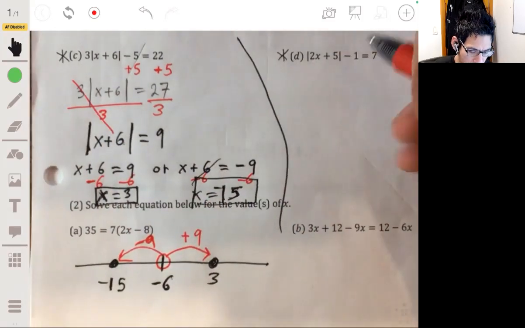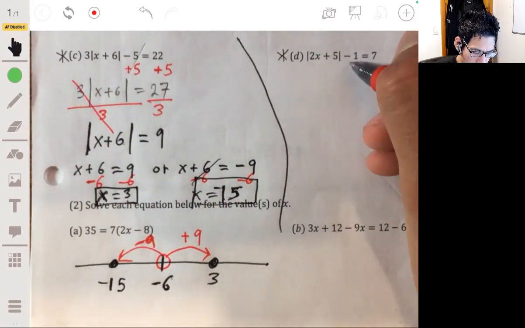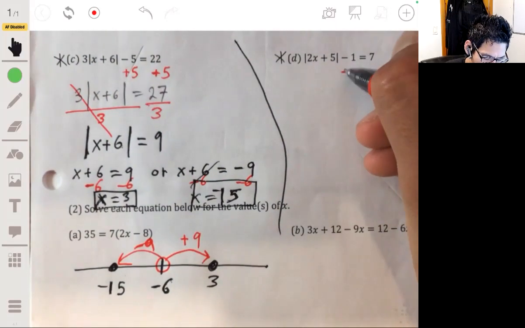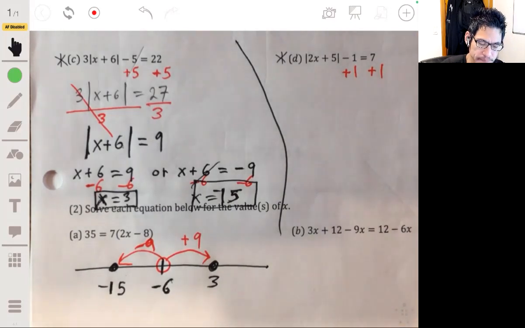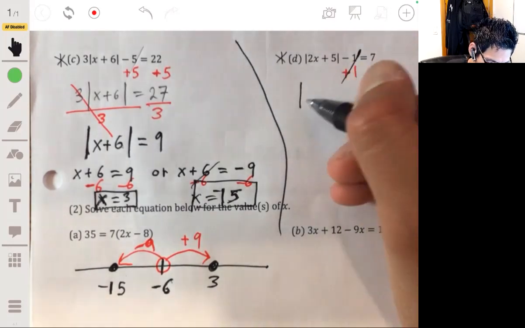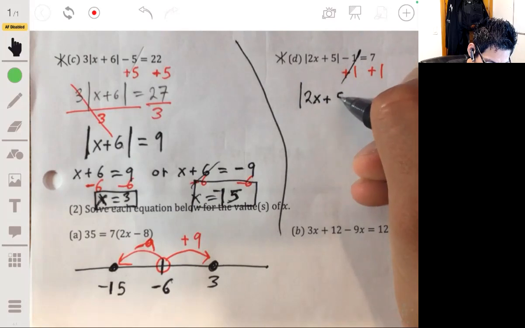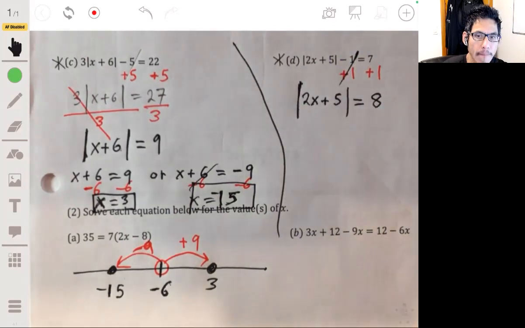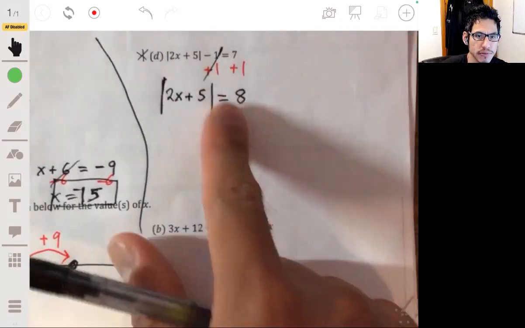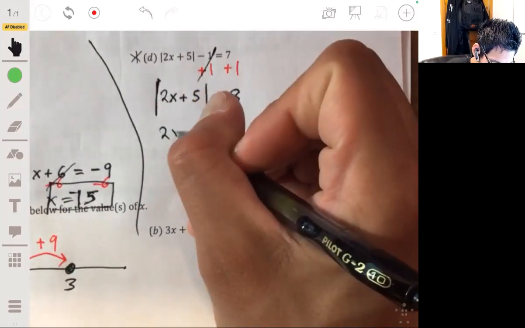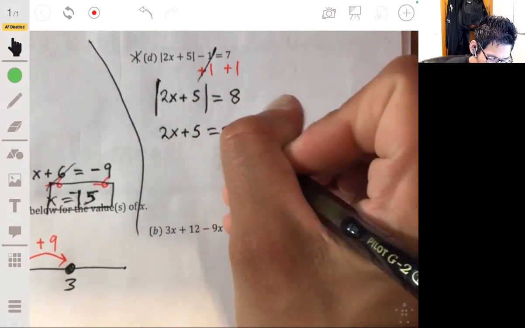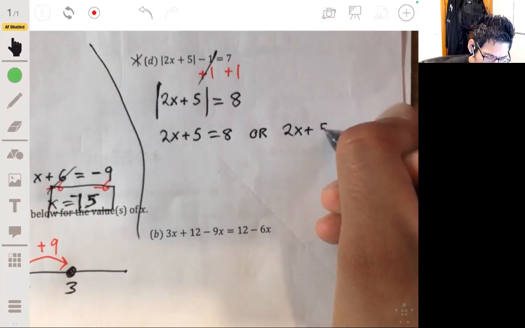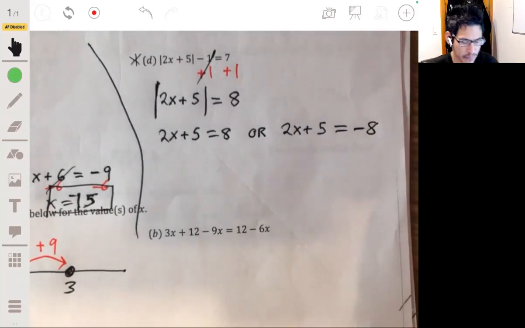So let's go through another one here. So absolute value of 2x plus 5 minus 1 equals 7. So begin by adding 1 to both sides. And we'll get the absolute value of 2x plus 5 equals 8. And now we make our two equations. We have 2x plus 5 equals 8, or 2x plus 5 equals negative 8.